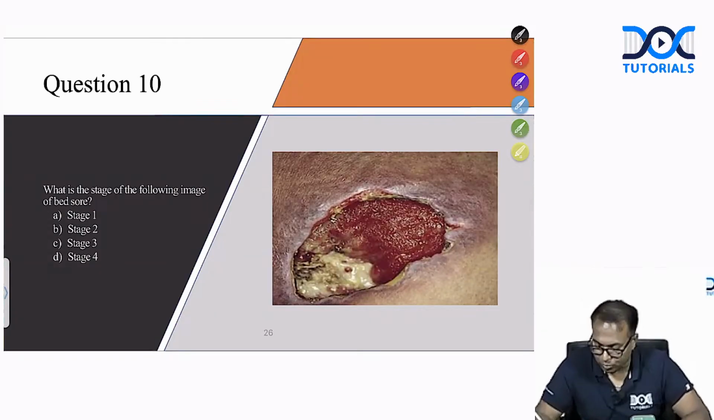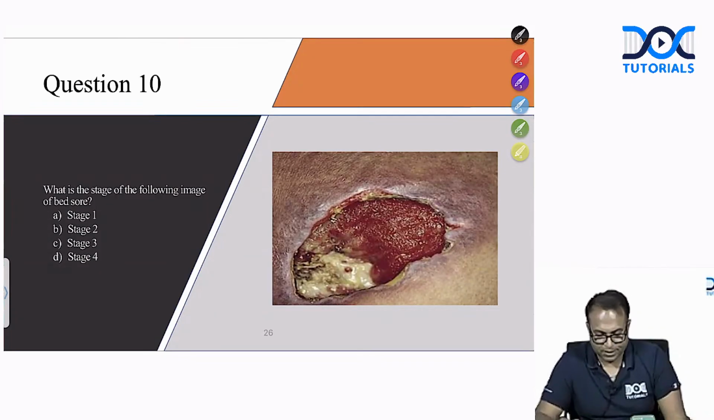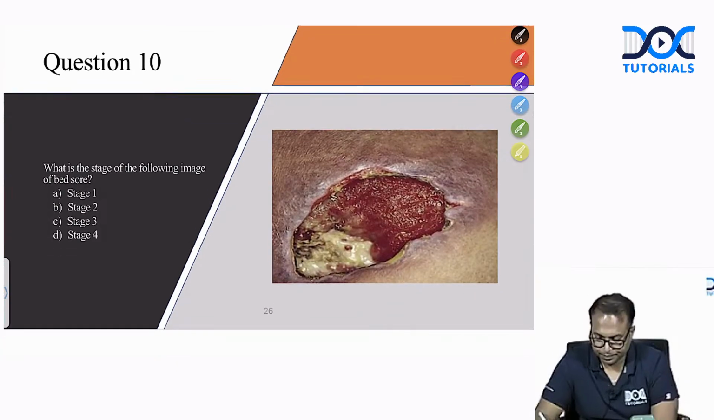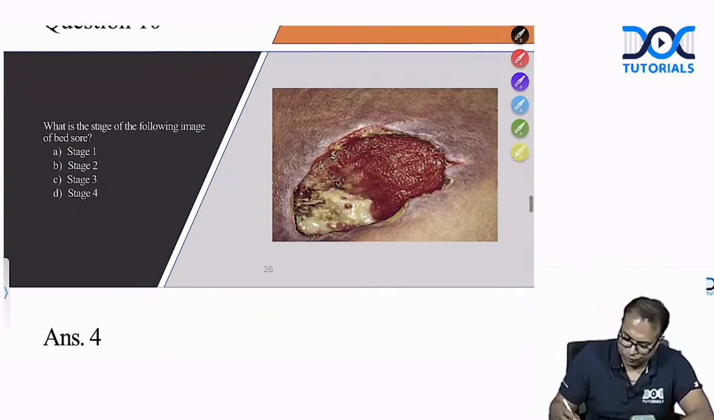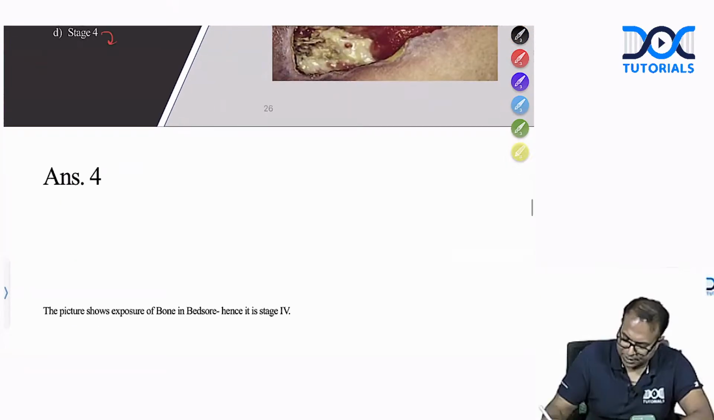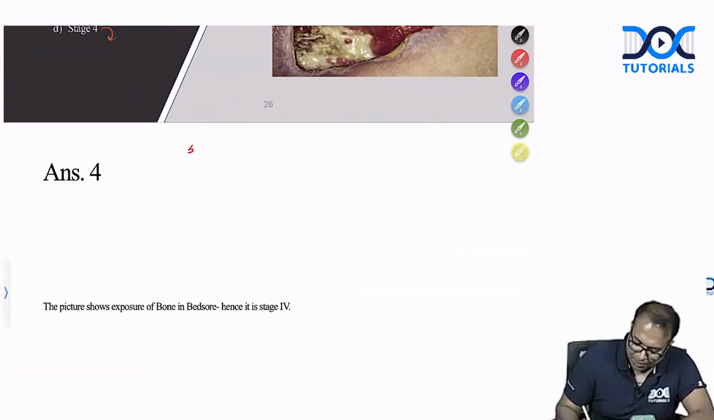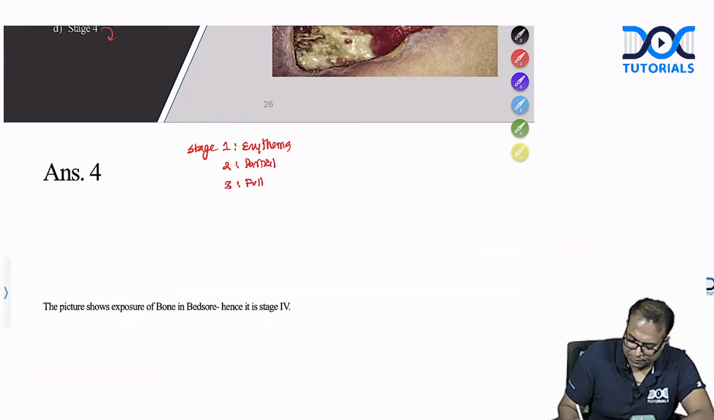This is a classical question on what is the stage of bed sore in this. Bed sore is stage 4 because bone is exposed here. It's a classical question. Please remember that stage 1 is only erythema seen. Stage 2 is partial thickness skin loss. Stage 3 is full thickness of skin lost. Stage 4 is bone exposed. So partial skin, full skin, bone exposed.